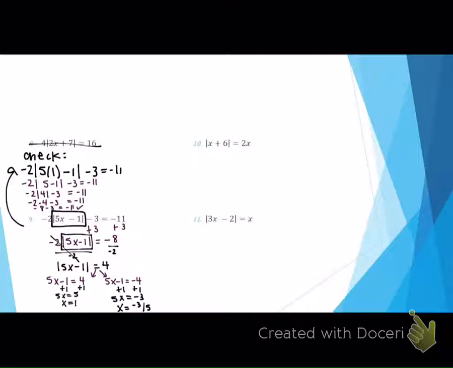Alright, so now we need to do the check of the other one. So we're going to check it. Plug it into the original, so that's -2 times the absolute value of 5 times -3/5 minus 1. Everybody know how to put that fraction into their calculator when they go to do 5 times -3/5? Yes. Anybody not know how to do it? Please go ahead and do 5 times -3/5 in your calculators now when you get the chance.